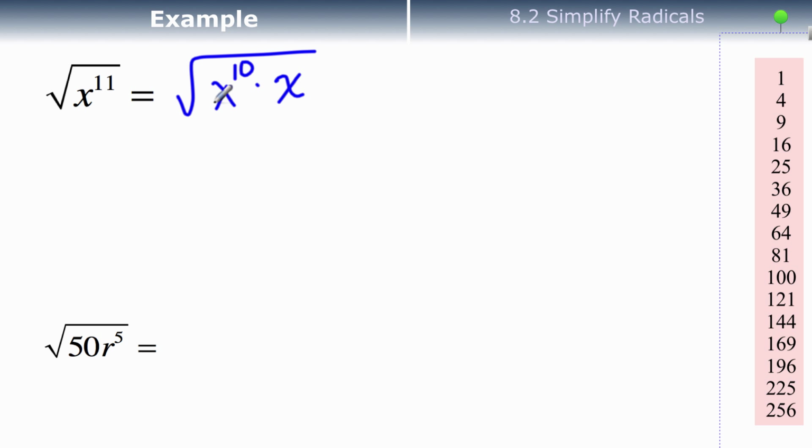But now I see this x to the 10th. That is the same as x to the 5th squared. So I could bring out an x to the 5th, and I'd be stuck with an x inside. If you wanted to imagine having 11 x's there, and for every 2 inside bringing 1 out, that might help. It turns out you could bring out 5, but you'd still be stuck with 1 x inside.